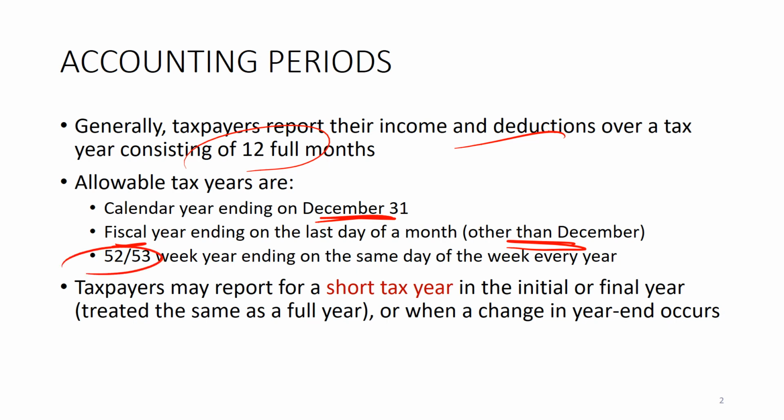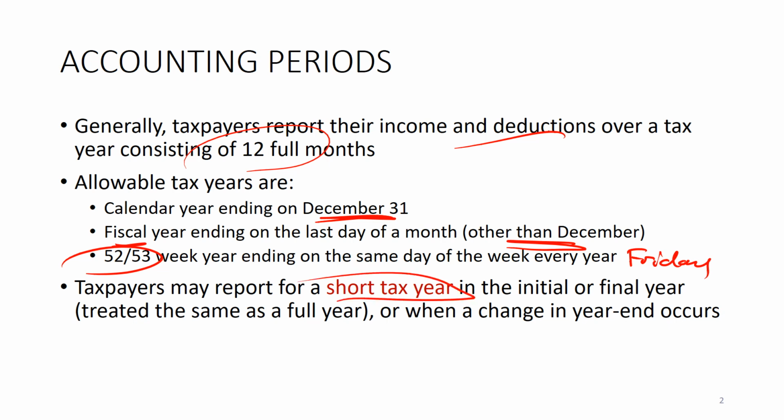Alternatively, taxpayers are allowed a 52-53 week type year where they have it ending on the same day of the week every year. So they might want to have a Friday cutoff or something of that nature as opposed to a floating ending day, since December 31st does not always occur on the same day of the week every year.